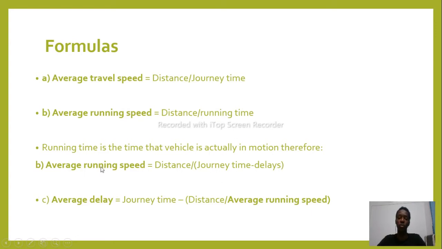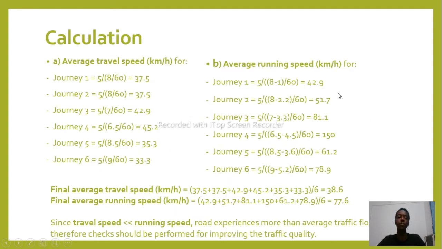So we move on to a new formula, which is average running speed equals distance divided by the journey time minus the delays. For the average delay parts, we tweak the first formula into making delays the subject. Therefore, we get average delay equals journey time minus the distance divided by the average running speed. So this is the calculation for the first part, which is the average travel speed in kilometers per hour.